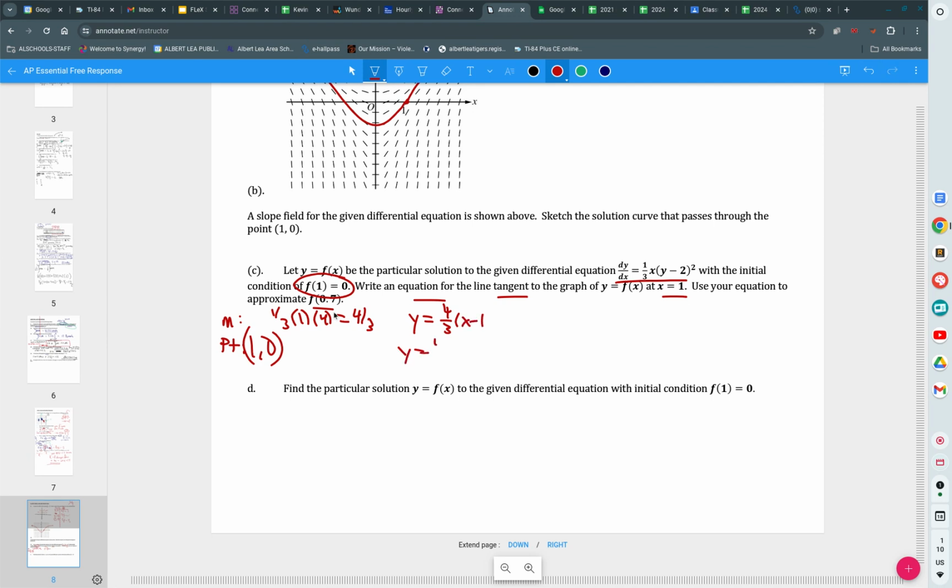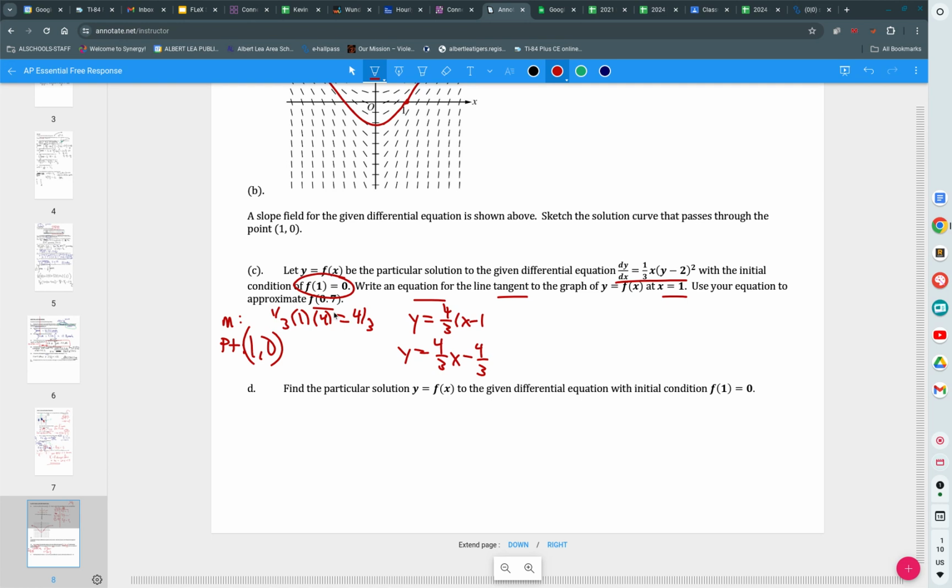Or y is equal to 4 over 3x minus 4 over 3. Wait, so you just plugged those in? Yep, I plugged in 1, 0 into this to find my slope. And now that I have my slope and my point, I write my equation for my line.